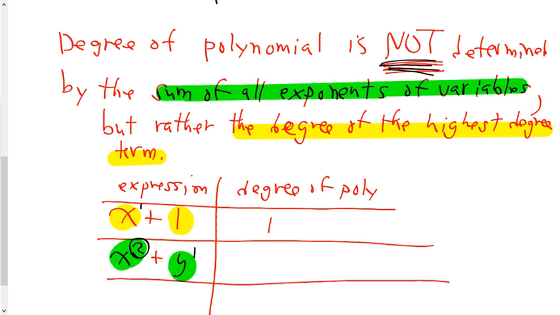but by the degree of the term that has the highest degree. So there are two terms here. This one has a degree of 2. This one has a degree of 1. So therefore, the degree of that binomial is simply the highest degree term, or 2.